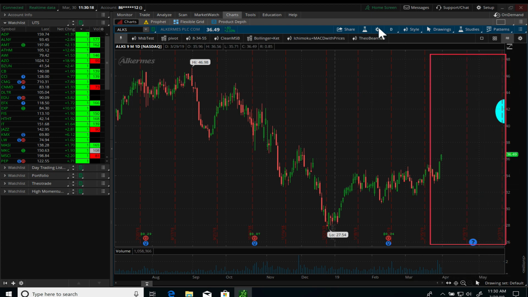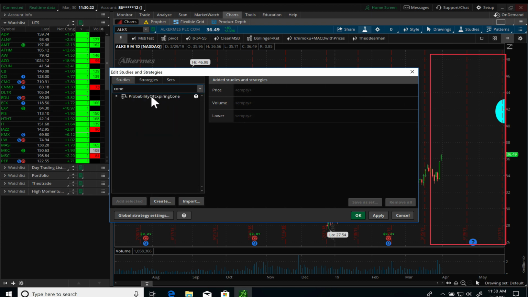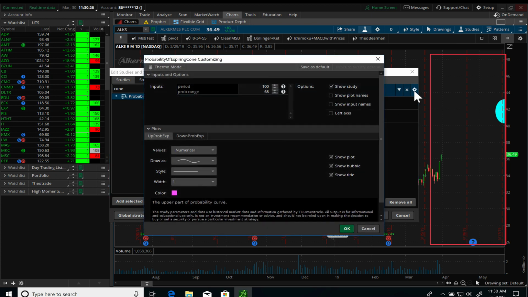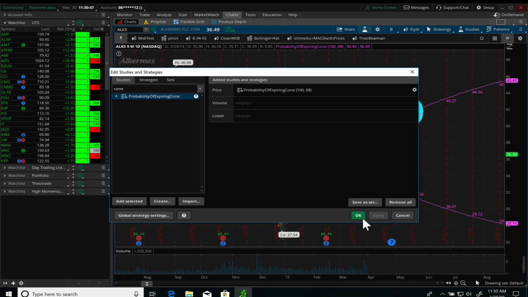Next we'll add a study which is called probability of expiring cone, and we add that and we look at what the parameters are. It's looking at 100-day, and the probability range is 68. So essentially, it's looking at one standard deviation, right? If you were to change it to 2 standard deviations, you would just change this number to 95. But let's just stick with 1 standard deviation for now, and we'll apply this.